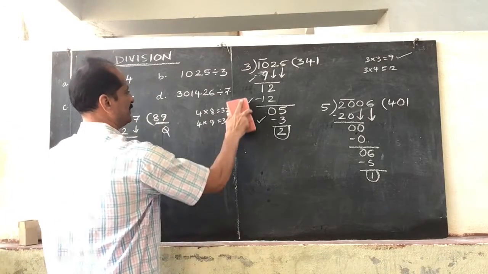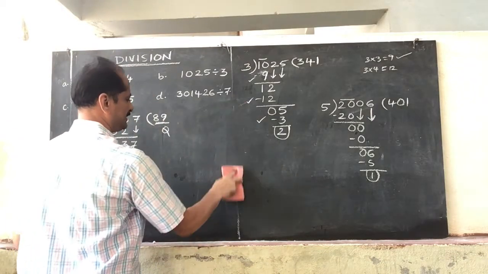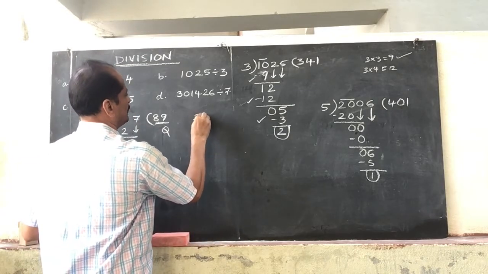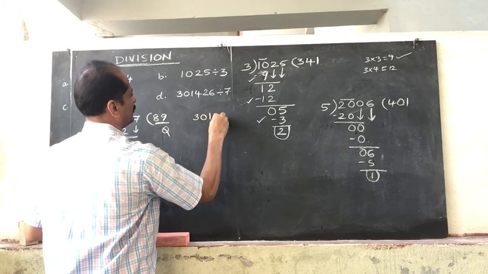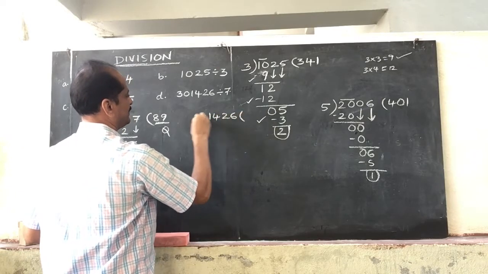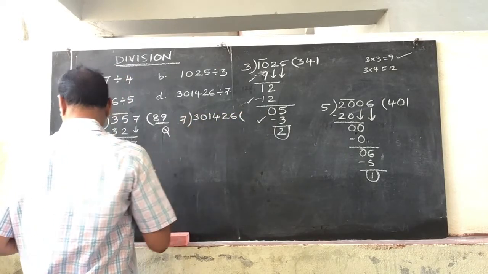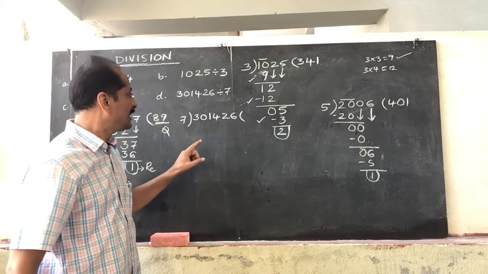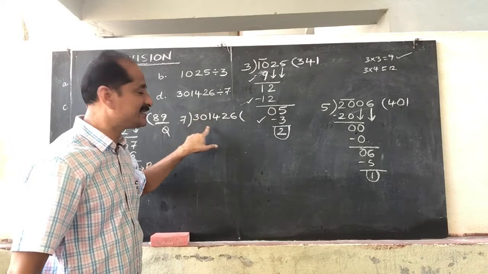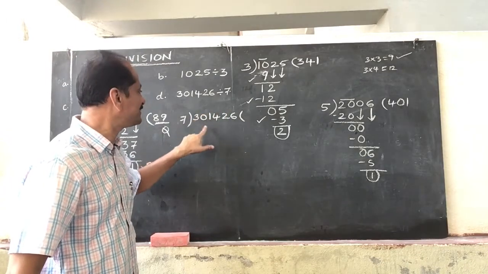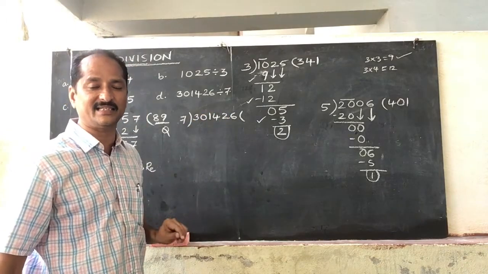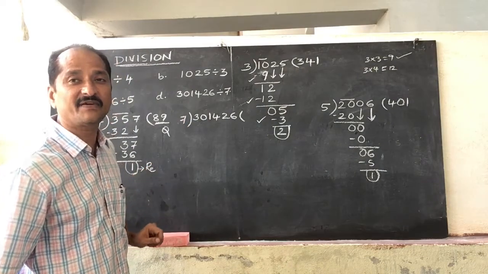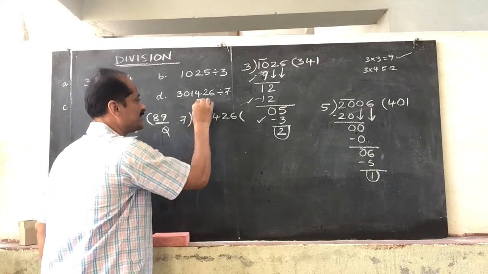Now observe carefully here. Whenever you are dividing, what happens? 301426 divided by 7. Whenever you are dividing this number with 7, what does it mean? How many 7s are there in this number, we are finding. This number is a 6-digit number. Now we are dividing the 6-digit number with a 1-digit number. Take the first digit of the dividend. The first digit of the dividend is 3.